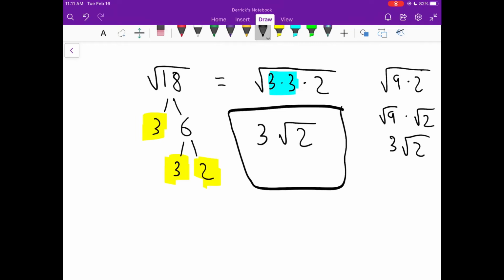And you can do that with anything, right? If you know your square roots really well, then you may have noticed immediately that instead of breaking it down into 3 and 6, I could break it down into 9 and 2, and that's absolutely true. But if you didn't notice that, then instead of having to go on this long search for numbers that square root perfectly, we can just break everything down to its prime factors and look for pairs if we're square rooting.